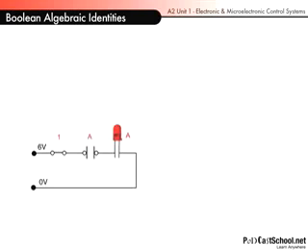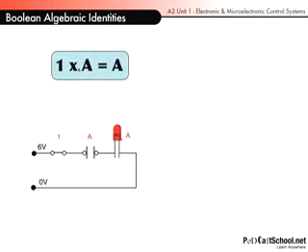Have a look at this one though. This time, the first switch is closed. It's a 1. Now, it is dependent on A what the output will be. Okay, so let's just bring in our identity. Look there, 1 and A, notice I said and, 1 and A equals A. Now why is that? Because if A is a 1, then the output will be a 1.